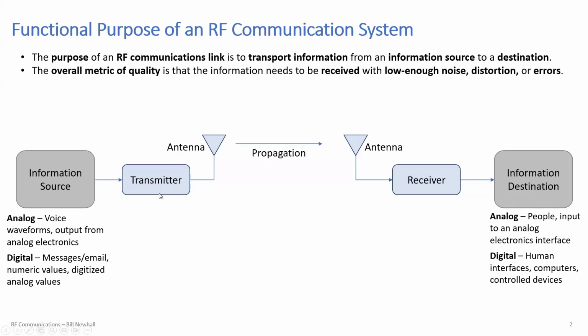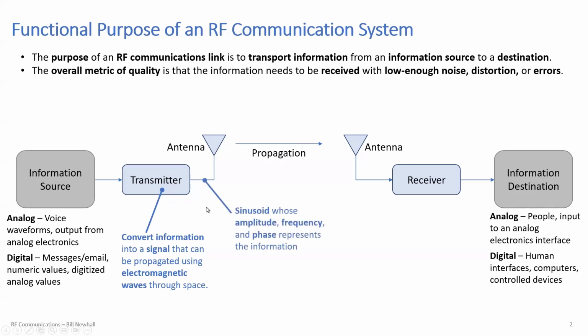Okay, so in this generic diagram of an RF system, let's talk about what each part does. The transmitter converts information into a signal that can be propagated over the air using electromagnetic waves. Okay, and that signal is going to be a sinusoid. So it's a sinusoid whose amplitude, frequency, and phase is modulated to represent that information. And we'll talk about modulation and demodulation. Okay, so that transmitter produces that signal.